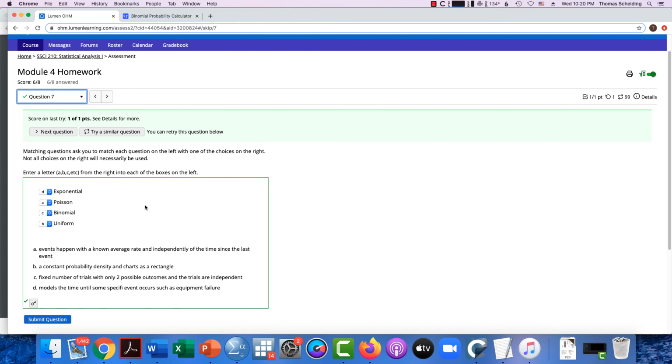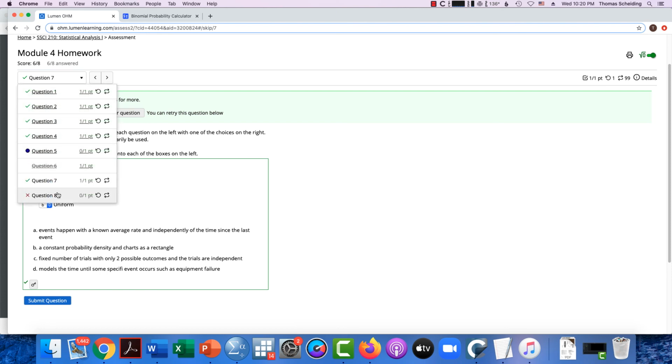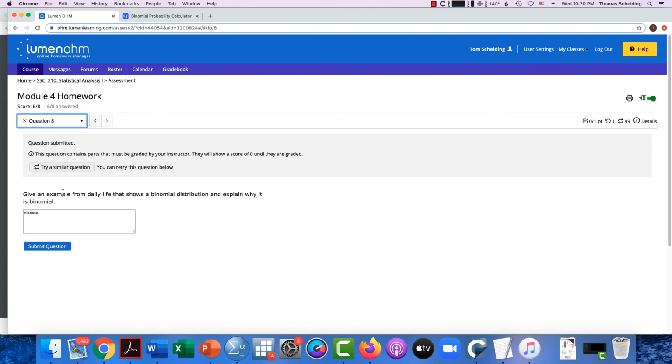These are definitional. There's not much I can say about these, except these are the definitions of the different distributions. And a good sample of a binomial distribution, diseases are good because you've got two possible outcomes. You got the disease or you don't.